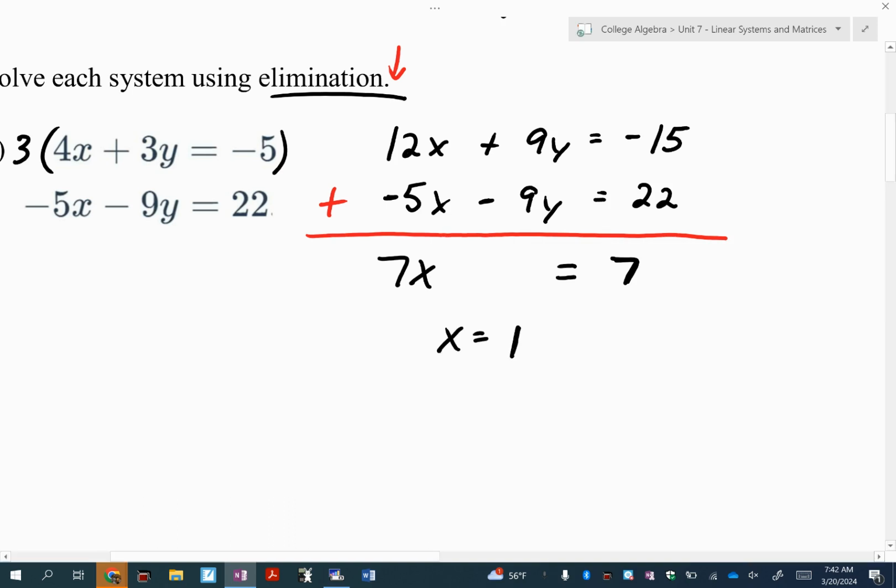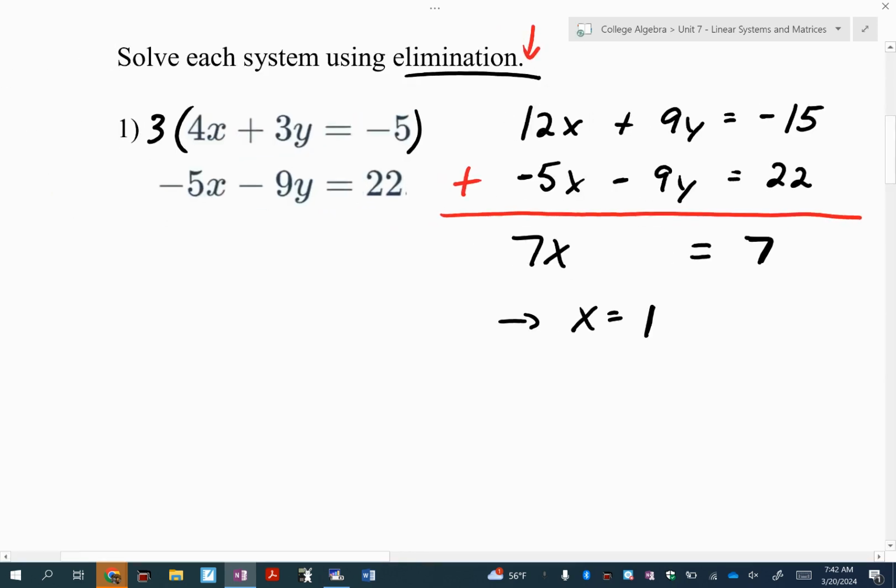Now, if you stop here, you won't get full credit on my test, and you'll have to continue on Delta Math to get the y value as well. But once you get one of them, so in this case, you got x equals 1, exactly, you got to plug in the 1 to x.